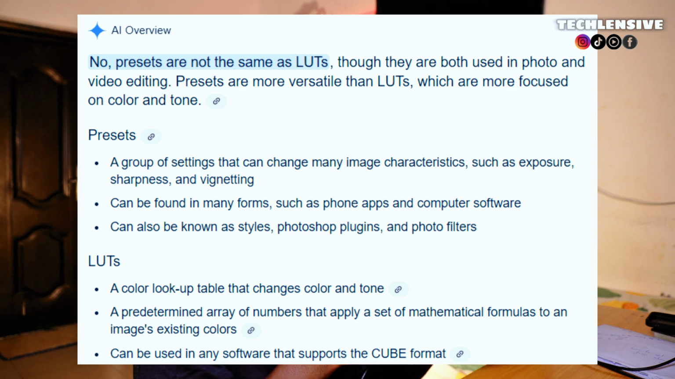Now, to understand this a lot better, a group of settings that can change many characteristics such as exposure, sharpness, and vignetting can be known as presets, and they can be found in many forms such as phone apps and computer softwares, and they can also be known as styles, Photoshop plugins, and even photo filters.